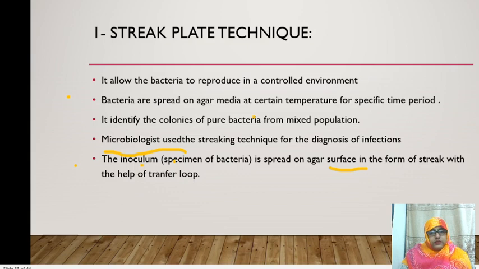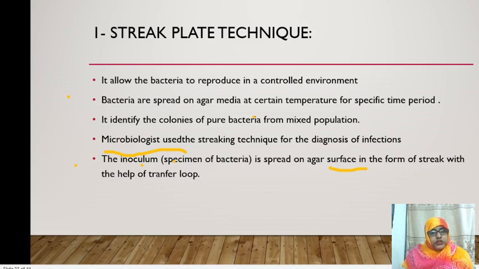Now, what is meant by streak? Streak means to draw irregular lines basically. It allows the bacteria to reproduce in a controlled environment. The bacteria are spread on the agar media at a certain temperature for a specific time period. It identifies the colonies of pure bacterial culture from mixed population.